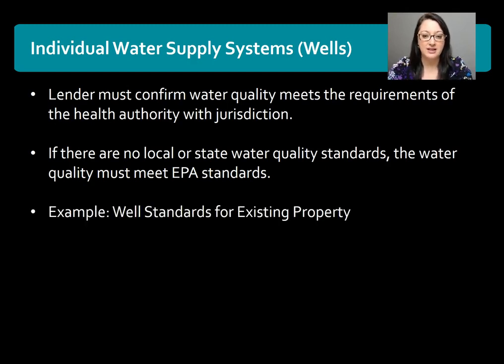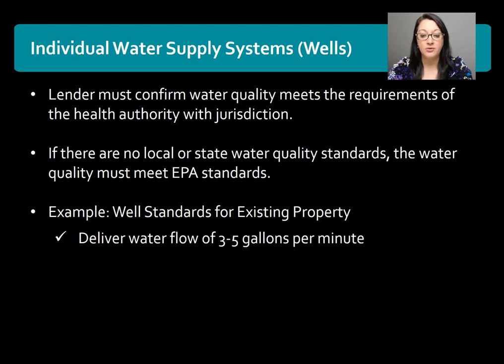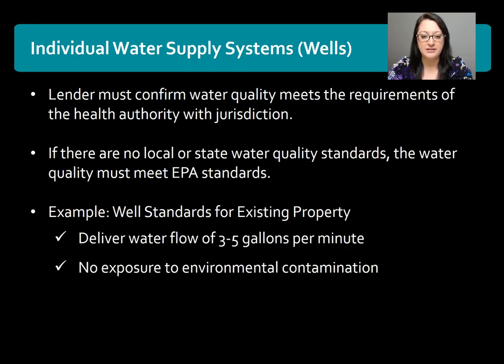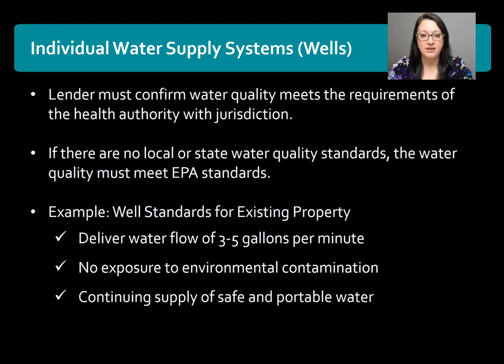Also, here's an example. So here are some of the basic well standards for an existing property. It must deliver a water flow of 3 to 5 gallons per minute. There must be no exposure to environmental contamination. It must have a continuing supply of safe potable water, and it must have domestic hot water. So again, these are just some of the basic key points.